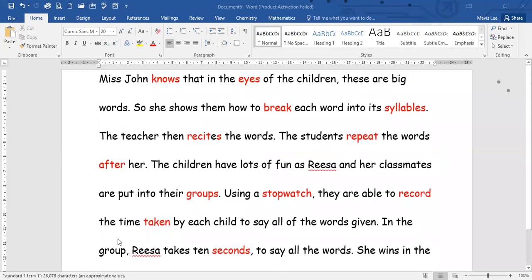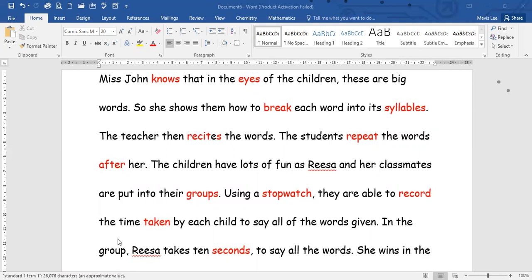Okay, so that's the story. A little part of the story of Amerindian place names in Trinidad and Tobago. The teacher, Miss John, is showing her children how to pronounce those difficult words by breaking each word into its syllables, or into parts. You break it up into parts, you make it easier to say. Okay. Now this time I want you to read with me. We're starting from Miss John and we're ending in group at the end. Okay, let's go.